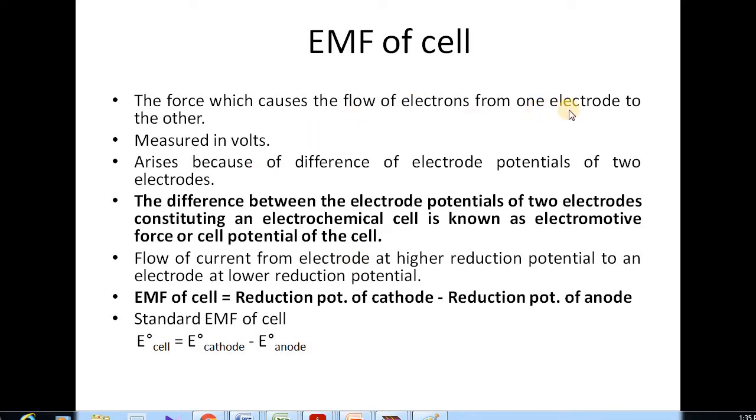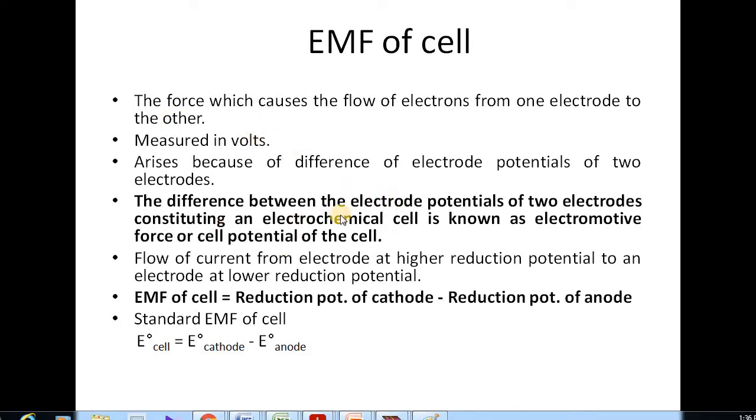Whenever we connect one electrode to the other electrode, we see that there is a flow of electrons from one electrode to the other. And why is this flow of electrons taking place? This is arising because of the difference of electrode potentials of the two electrodes, and this is known as the EMF of the cell. This force, which is responsible for the flow of electrons from one electrode to the other, is known as the EMF of the cell, and it is measured in the unit of volts.